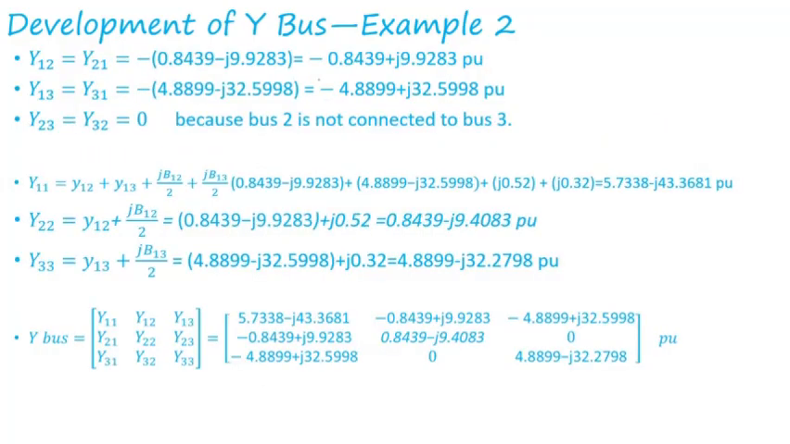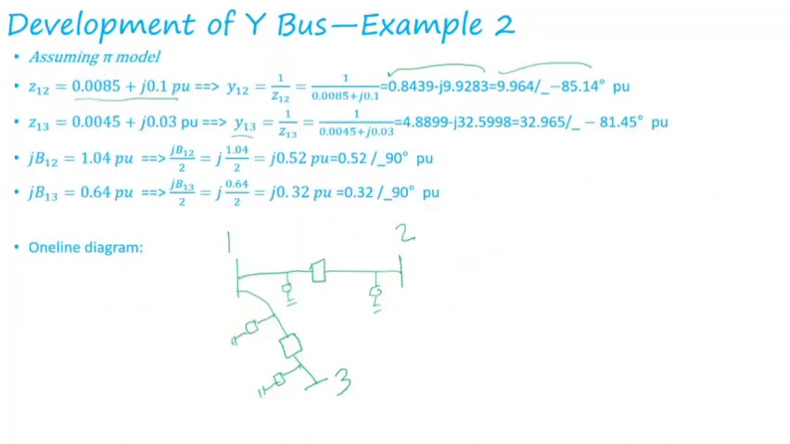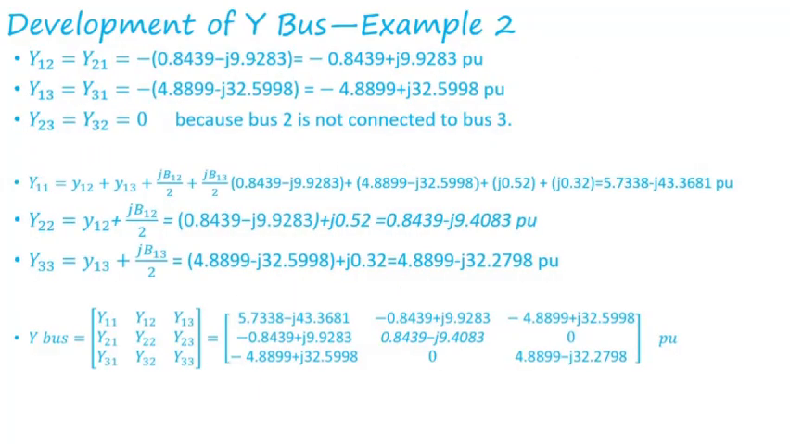Notice, just to avoid any confusion, I should have mentioned this at the beginning. For the branch admittance, I used lowercase y, because admittance is typically denoted by the symbol y. But for the Y bus admittance, I'm using uppercase Y. Just to make that clear.